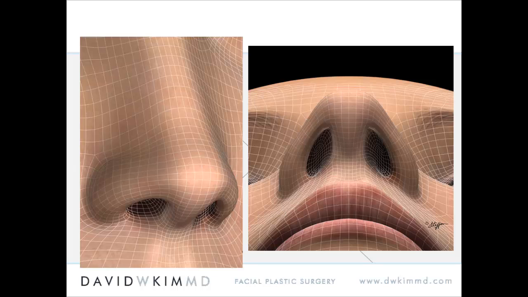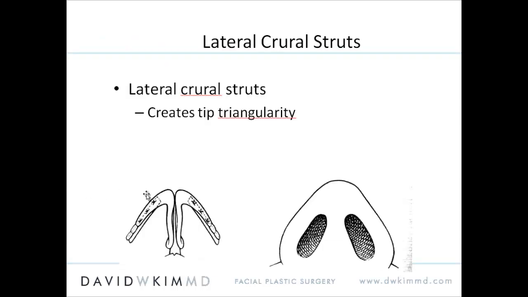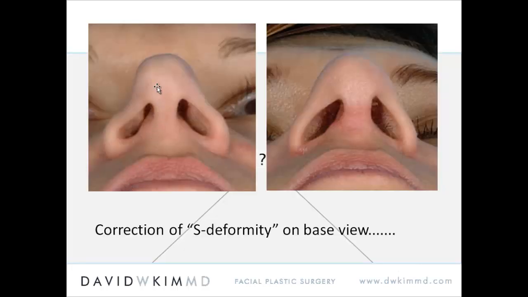The lateral crural strut graft is a very useful structural rhinoplasty technique that allows the cartilage that forms the lateral wall of the tip to take on a straight orientation. In this patient example, you can see this individual has collapse of the lateral walls on both sides, creating both breathing problems and appearance problems.